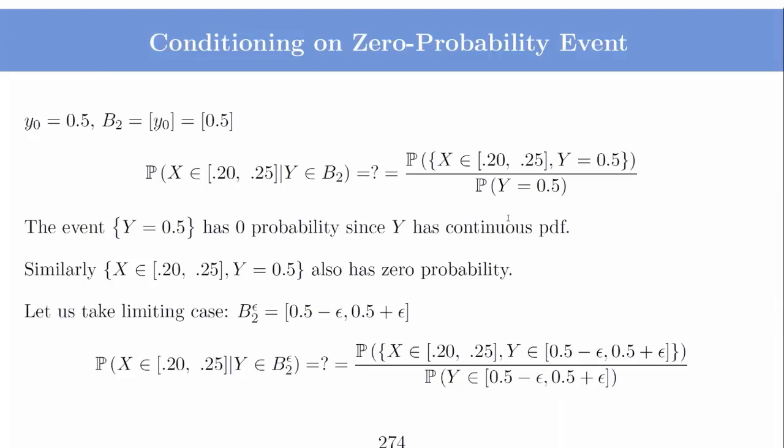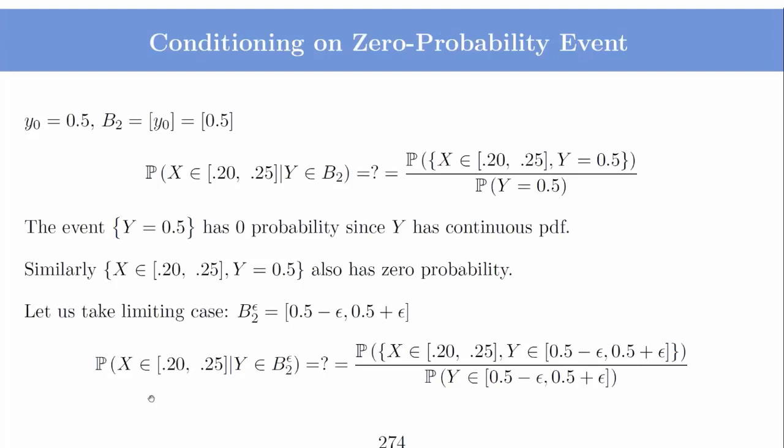In that case, instead of B, I will take B_2epsilon, which is 0.5 minus epsilon to 0.5 plus epsilon. When I say Y belongs to this set, it means the second person has arrived in a small 2 epsilon interval around 2:30. And this epsilon is very small. That is our limiting argument. So in that case, can we compute this?